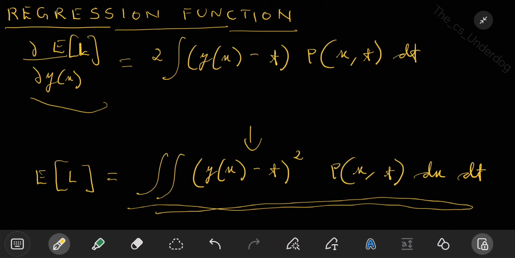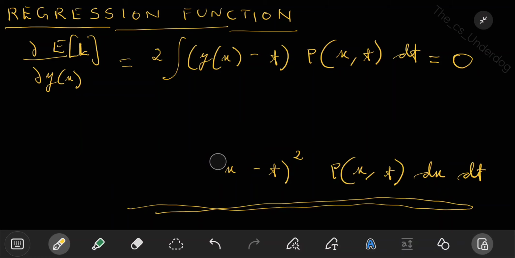So you're following this till now? So now we have the derivative term. The next thing we have to do is equate this derivative to 0. So when we equate it to 0, what will happen?